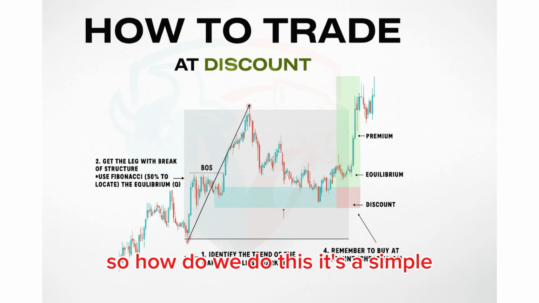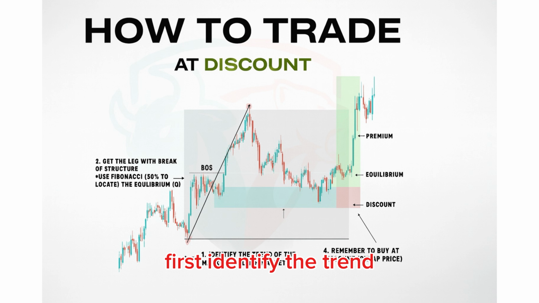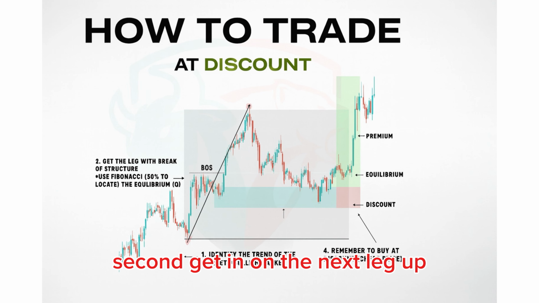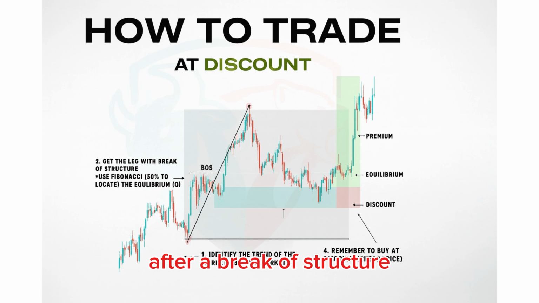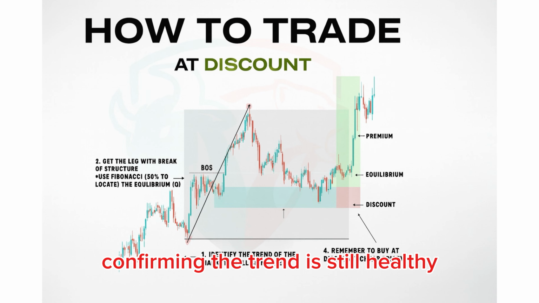So, how do we do this? It's a simple 4-step process that builds on everything we've learned. First, identify the trend. We've already done that. Our analysis confirmed a bullish market structure. Second, get in on the next leg up after a break of structure. We wait for that bullish impulse to break a key high, confirming the trend is still healthy.